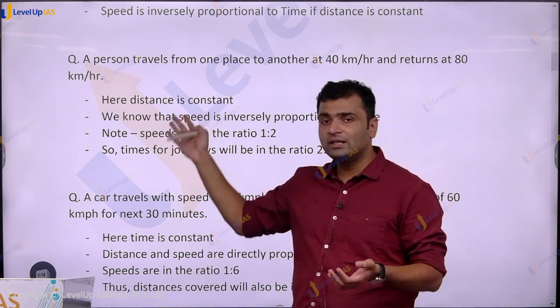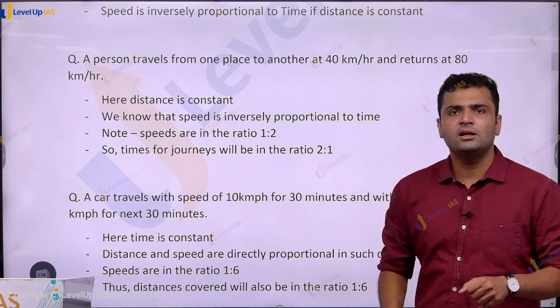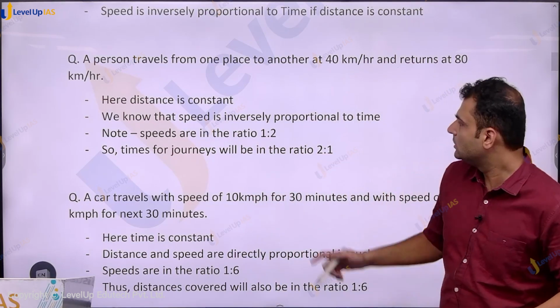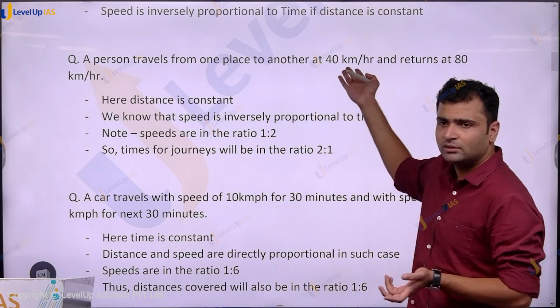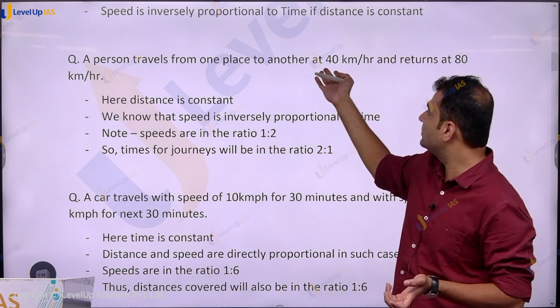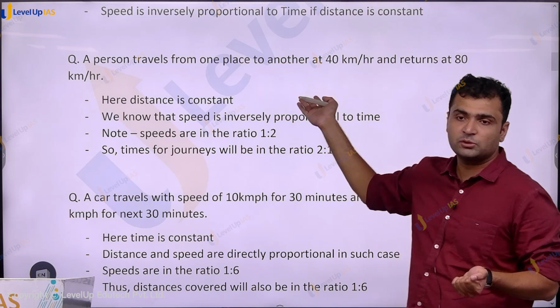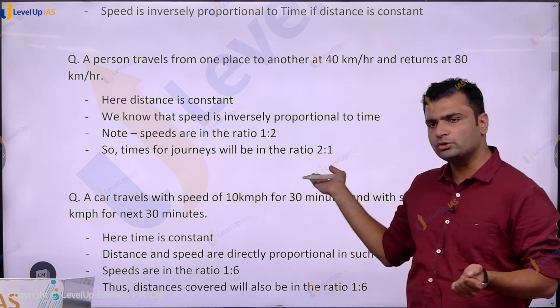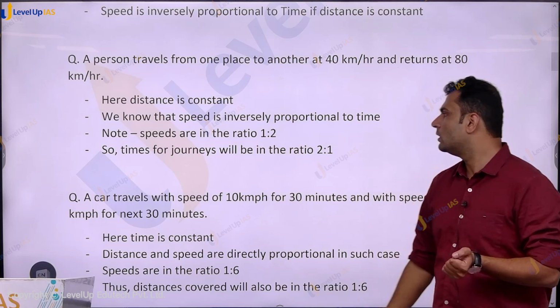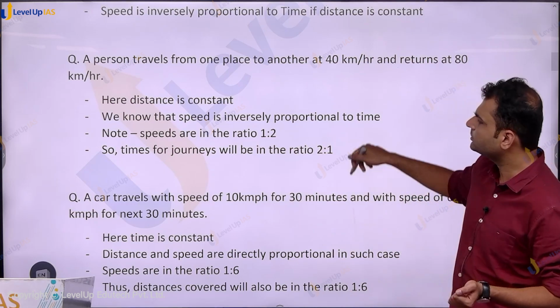And we know that when the distance is constant, speed and time are inversely proportional. So, the ratio of time would be 2 is to 1. This would be twice as long. With 40 km speed, we will take twice as long as with 80. So, time for the journeys will be in the ratio 2 is to 1, if the speeds are in the ratio 1 is to 2.